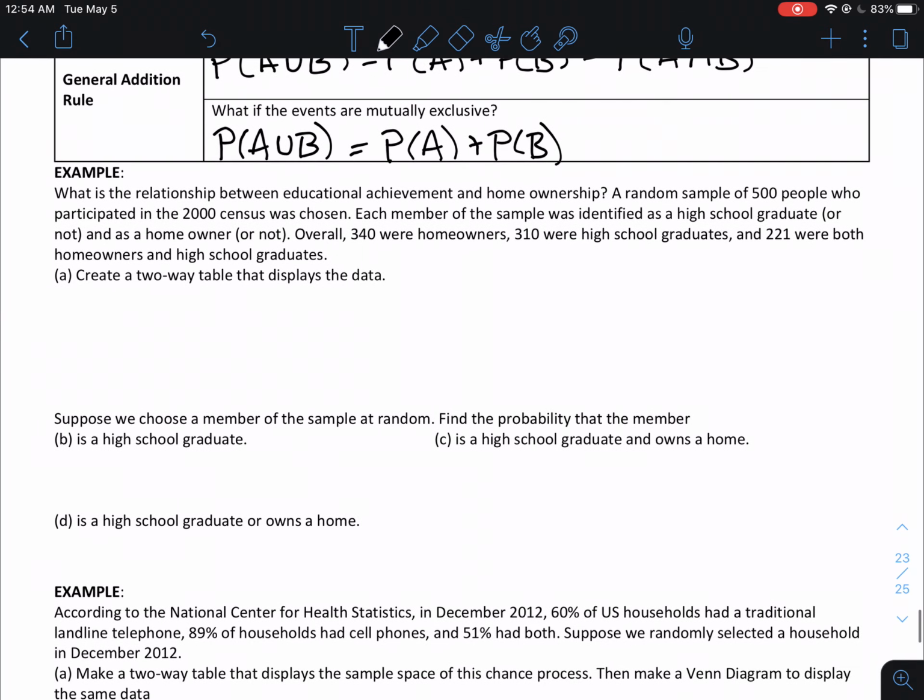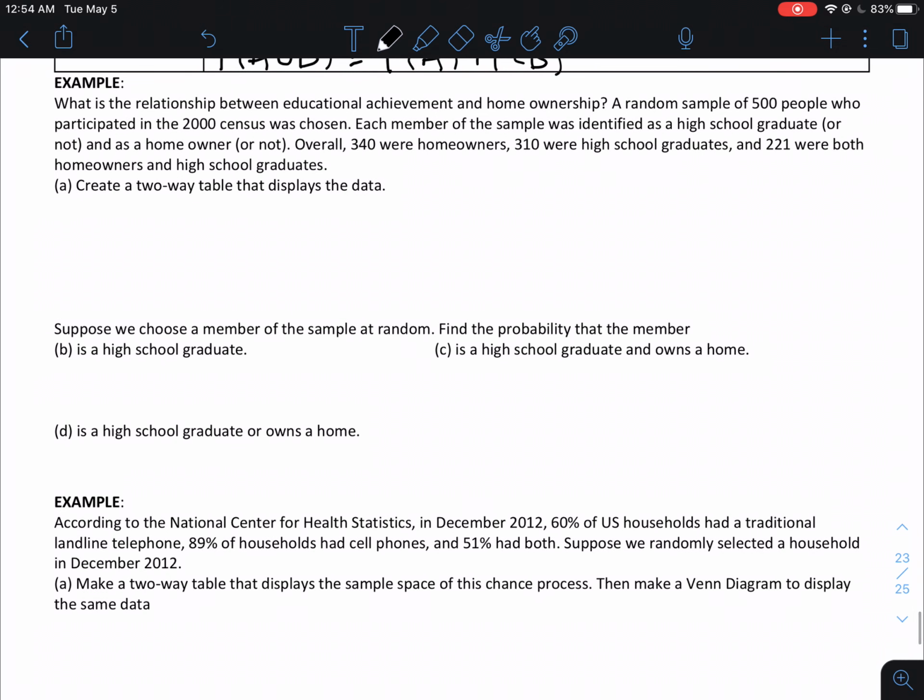Okay, so first example. What is the relationship between educational achievement and home ownership? A random sample of 500 people who participated in the 2000 census was chosen. Each member of the sample was identified as a high school graduate or not, and a homeowner or not. Overall, 340 were homeowners, 310 were high school graduates, and 221 were both homeowners and high school graduates. So we're going to create a two-way table that displays the data.